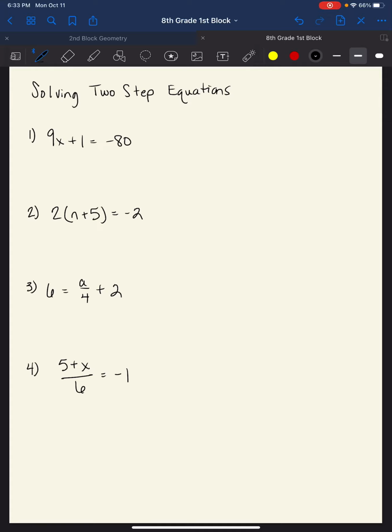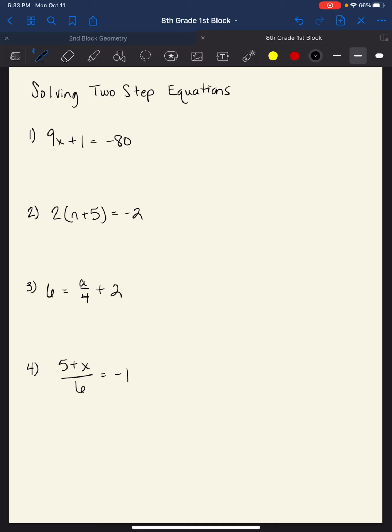Okay, guys, solving two-step equations. Do a little review here. Some of you have seen this already, some of you have not. Whenever you're solving two-step equations, you have a variable in that equation somewhere that you want to isolate. You've got to get it by itself, okay? In doing that, you want to wait and leave that variable to the end of the problem, okay?